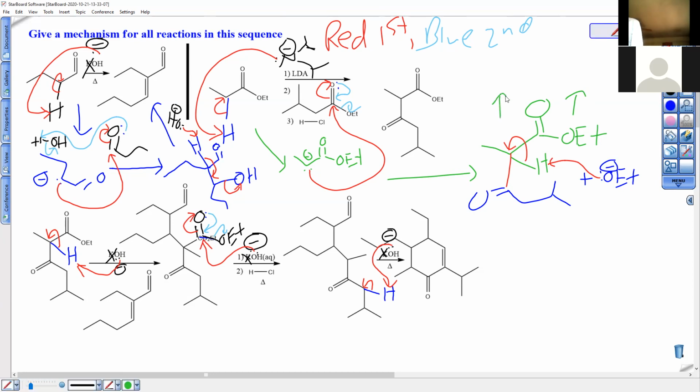Bite the bullet. How much time I got? It's getting tight. Got that bond to carbonyl with an IBU on it. So there we go. That's a minus. Oh, what happened?